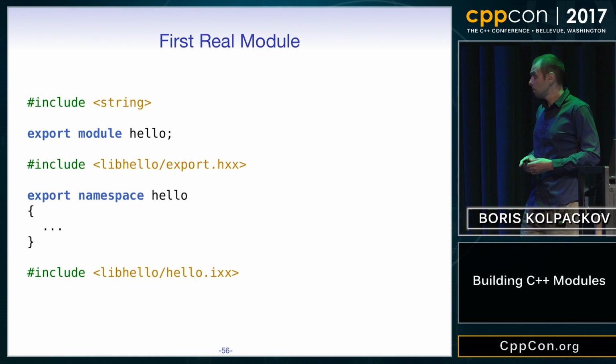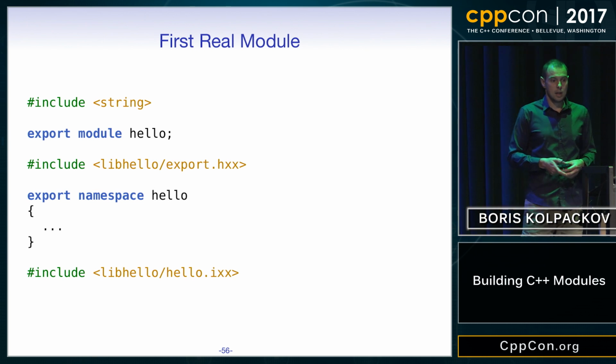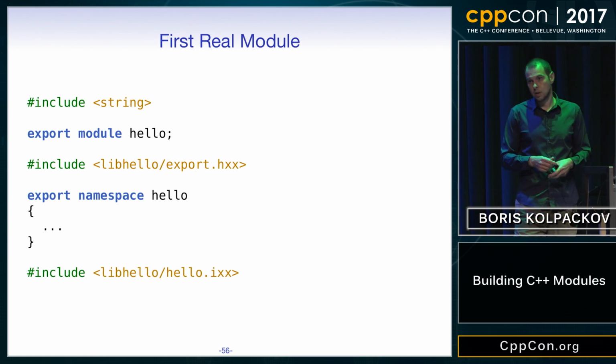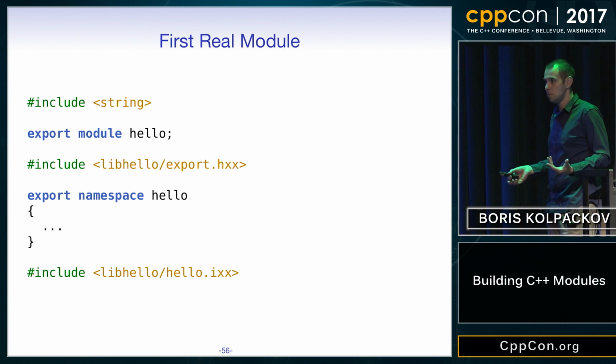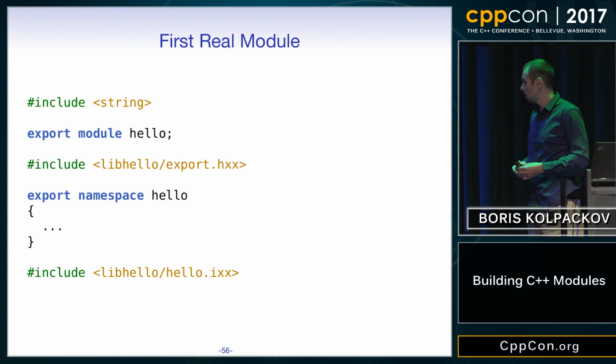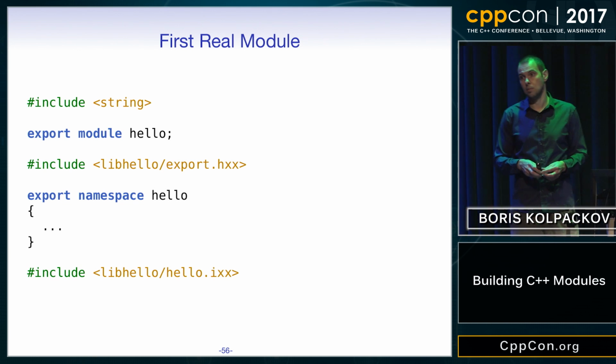So here's an example. So we moved std string out of purview. We then included the export header, which presumably only defines macros. We can do it in purview. Finally, we have to include the inline file at the bottom. It has to be in the module purview.